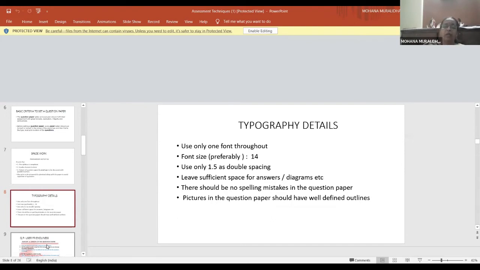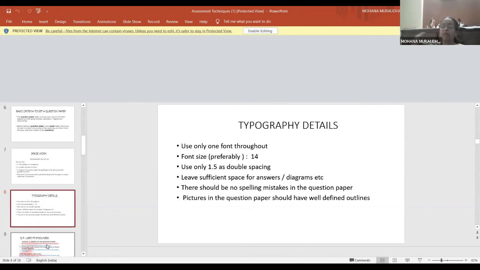So you have to take care of all these points as far as the typography details are concerned. So the font size should be taken care of, and the same font should be maintained throughout. Double spacing to be given, leaving sufficient space for the answers if needed. There should be no spelling errors, and the pictures in the question paper should have well-defined outlines.